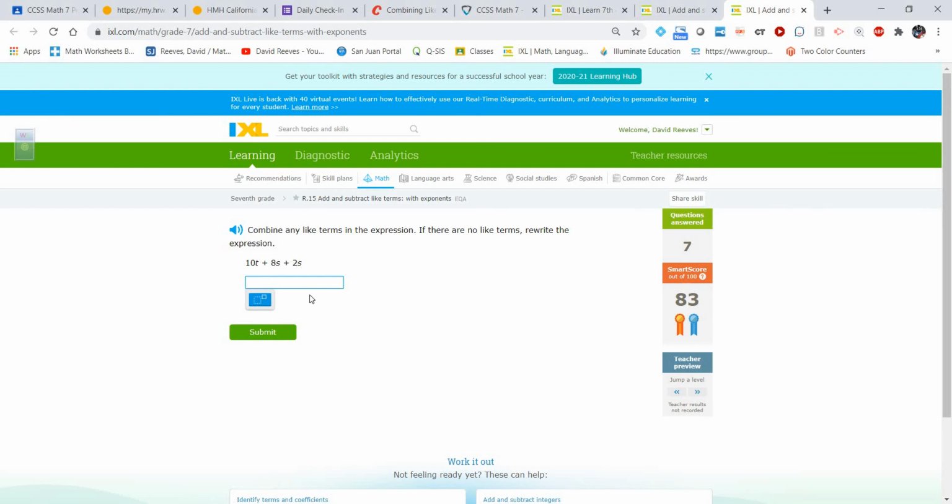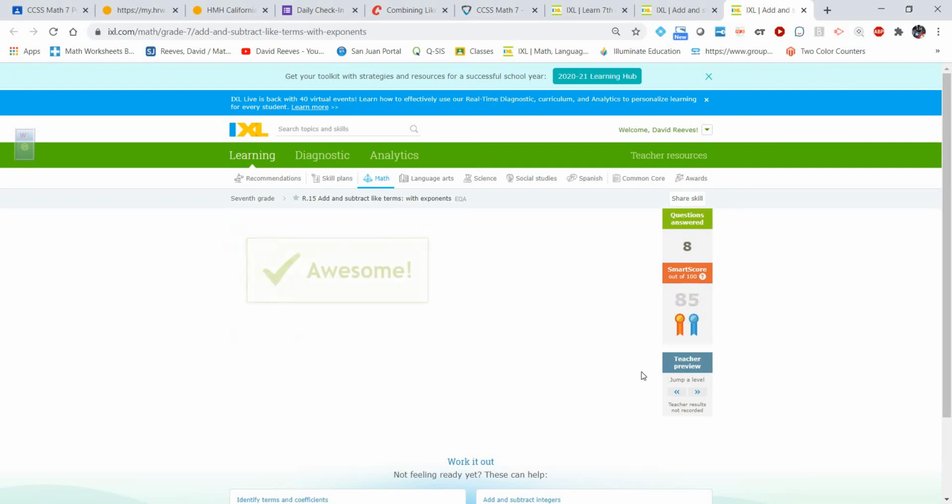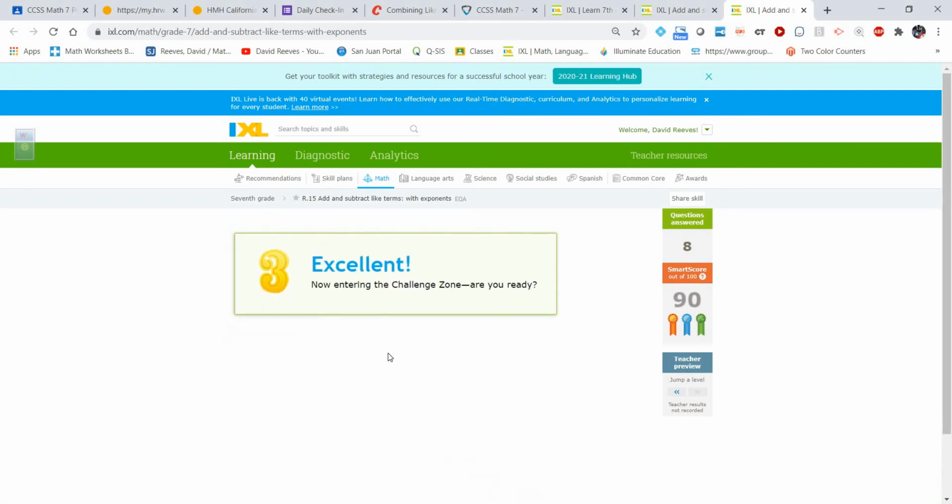All right, so we have here 10t plus 8s plus 2s, back to an easier one, right? Addition is usually easier than subtraction. All right, my like terms are the 8s and the 2s, so what do I end up with? 10t plus 10s. 10t plus 10s. All right, what about the challenge zone?